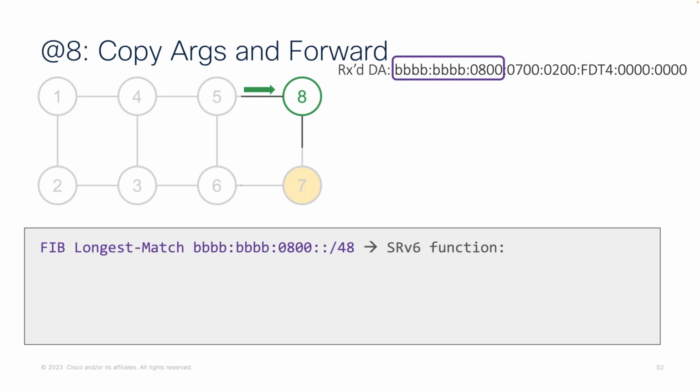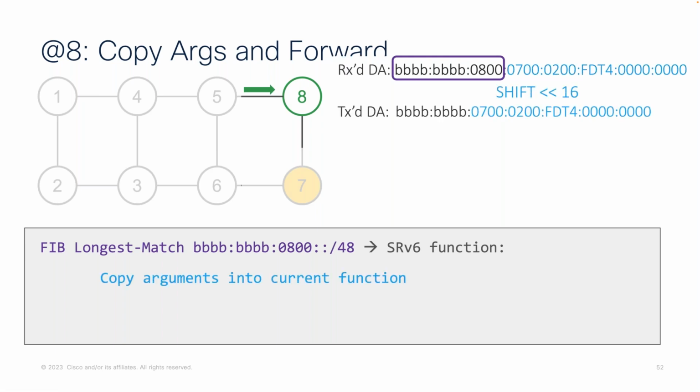At node 8, that's where we've instantiated this function B8. Okay, so our FIB longest prefix match matches an SRv6 function. We then execute the instruction, the behavior of that function at that node. And these next flavor SIDs say to copy the arguments into the active segment in the destination address. Essentially it looks like a shift of 16 bits in this case, and then fill the remaining bits on the right with 0, right? So we shift over to the next SID in the segment list.